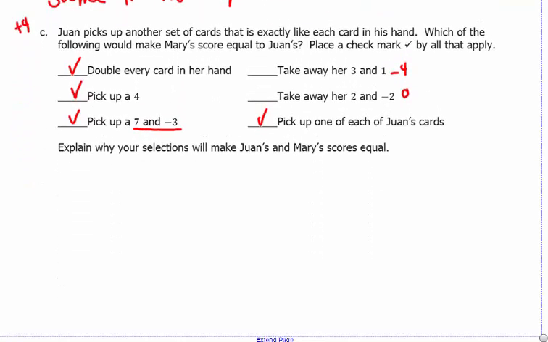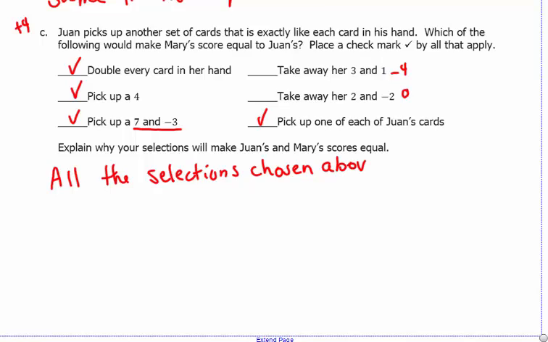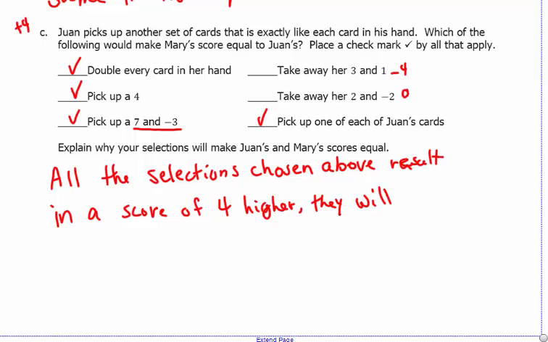Explain why your selections will make Juan's and Mary's scores equal. All the selections chosen above result in a score of 4 higher. They will keep their scores equal.